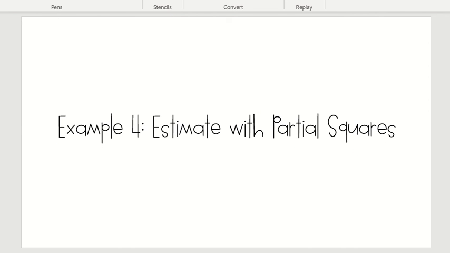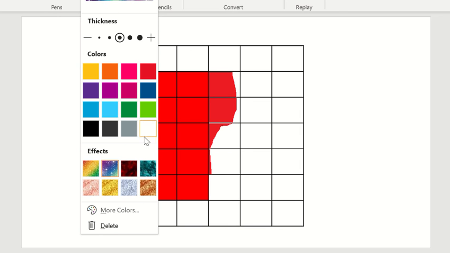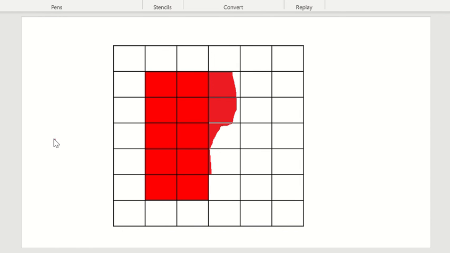The fourth way you might see area, or have to find it, is interesting, where you have to estimate it with partial squares. Looks like this. So I'm going to go ahead and chunk just to get that part done. I'm going to change up my color a little bit. Alright, I have this right here, would be a 2 by 5, and we know 2 times 5 is going to make 10.